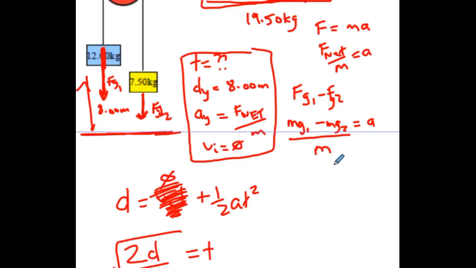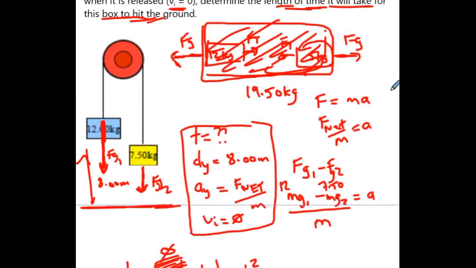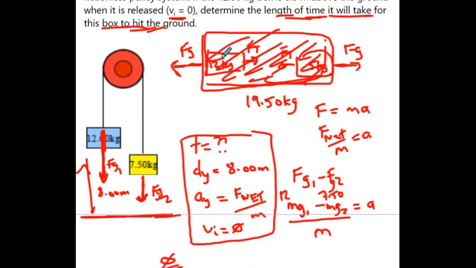And this is where things get a little confusing, because you look at this and you go, hang on, can't I cancel these masses? Well, actually all these masses are different. This mass is the 12 kilogram mass. This mass right here is the 7.50 kilogram mass. But you know what this last mass is right here? It's the mass when we treated this as one big system here.